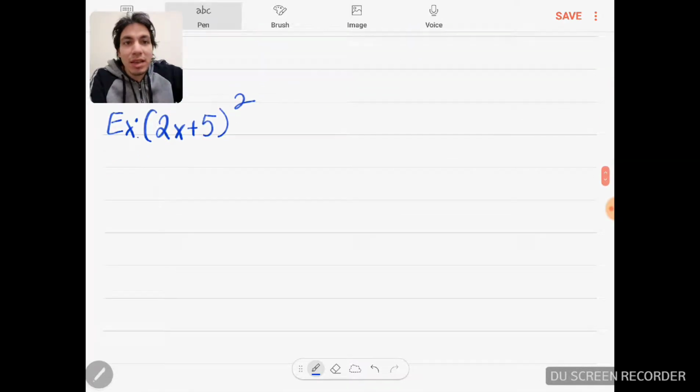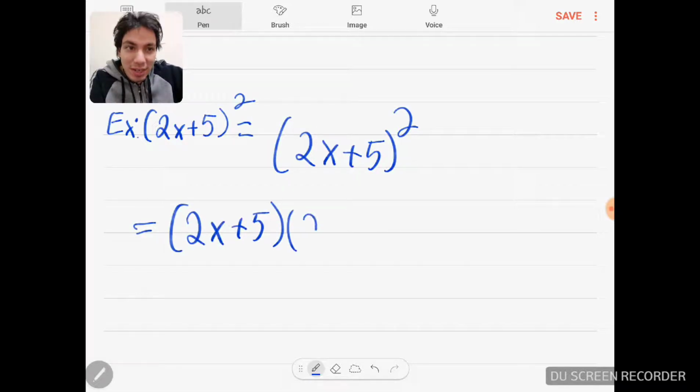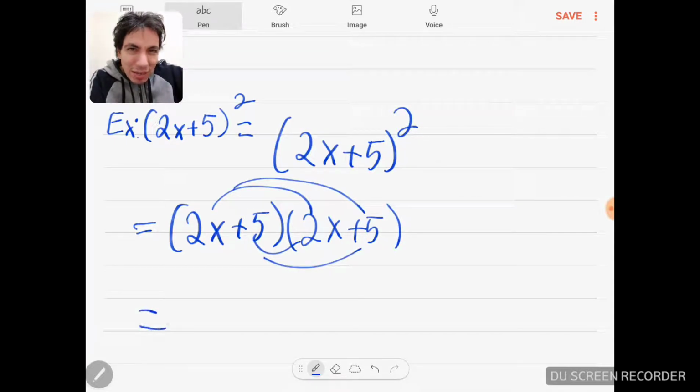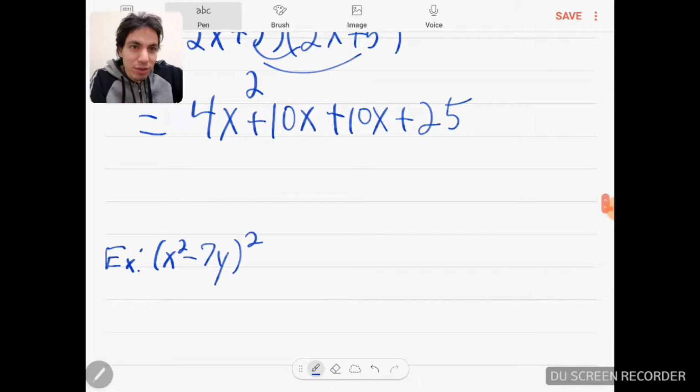All right. Now this one's going to be a little bit different from the other ones, because we're squaring 2x plus 5. So we're left with 2x plus 5, you rewrite it again, 2x plus 5, and now you do the FOIL method. 2x times 2x is 4x squared. 2x times 5 will be plus 10x, and then you do it again for the inner, and then plus 25, and finally you're left with 4x squared plus 20x plus 25.